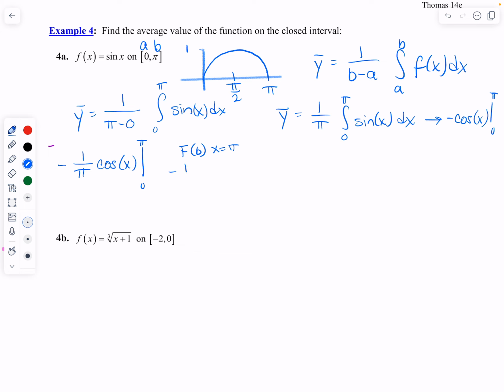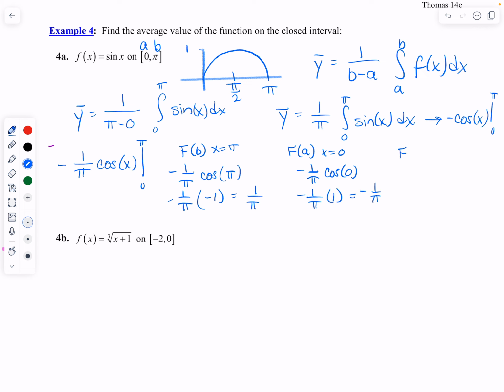So I get negative 1 over pi cosine at pi. Okay, so this becomes negative 1 over pi, cosine at pi is -1. So this becomes 1 over pi. So that's f at b. F at a, remember x is 0. So -1 over pi, cosine at 0, it's not times 0, it's cosine at 0. So cosine at 0 is 1. So this is -1 over pi.